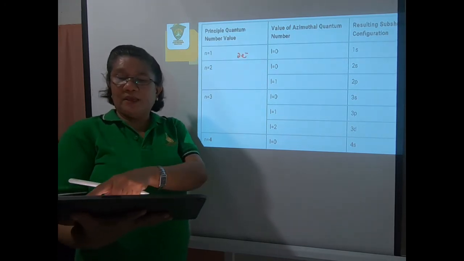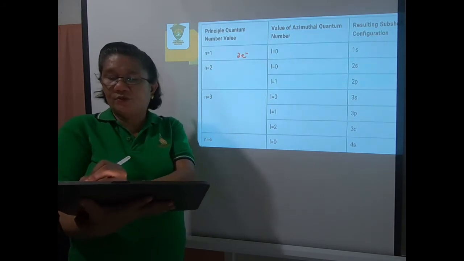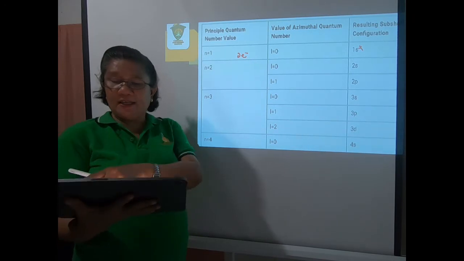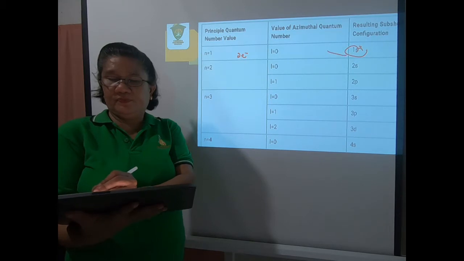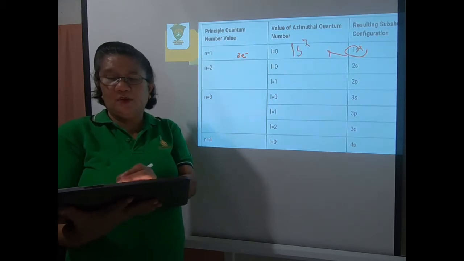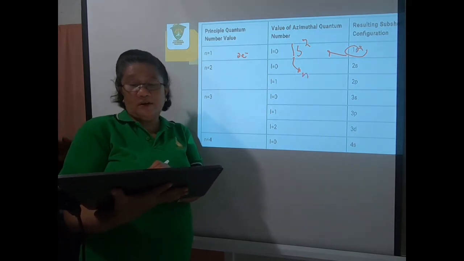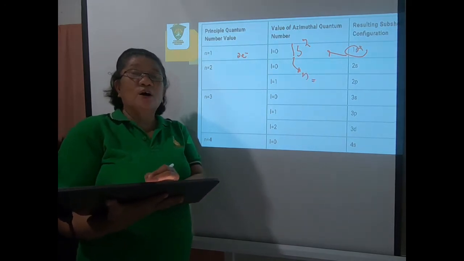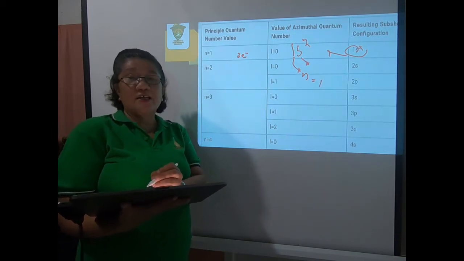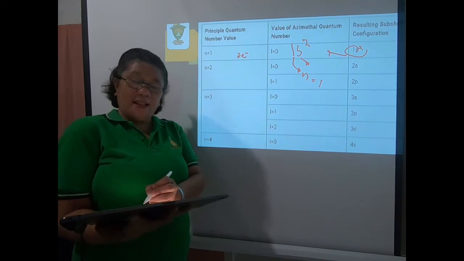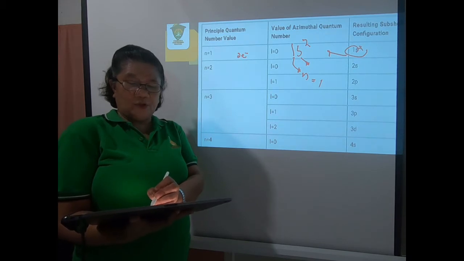Therefore, your resulting configuration is 1s2. As I have said, in 1s2, the n here will be the value of 1, so n is equal to 1. Then your s here is known as your sublevel. Then this superscript will be the number of electrons.